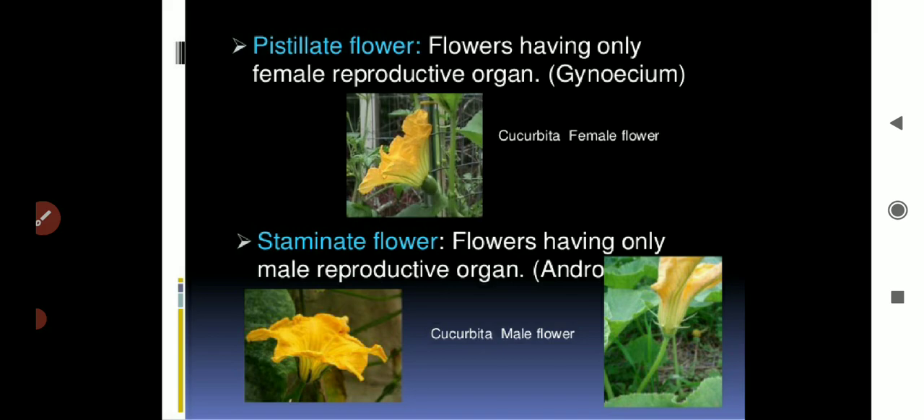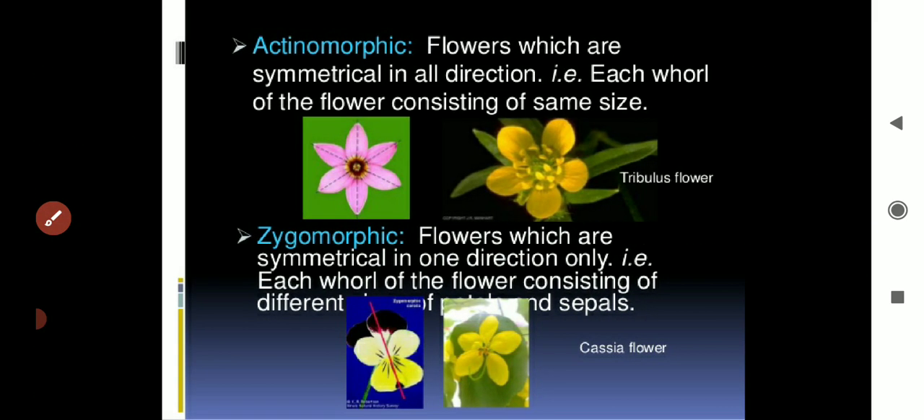Like here you can see in cucurbita, it has only one gynoecium, this green part. This green part, this is the gynoecium part. And here you can see this yellow, like this. This just one male androecium. So that is your staminate flower. Okay. Now there are other terms known as actinomorphic and zygomorphic.